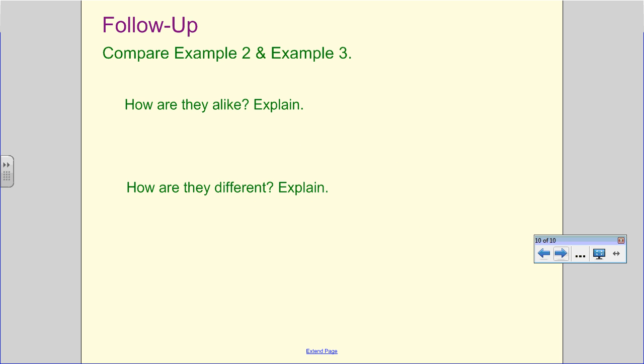So the follow-up, we're going to compare example 2 and example 3. How are they alike? How are they different? So this one we will do together. Okay, so you guys can skip that for right now. We'll have some conversation in class about those.